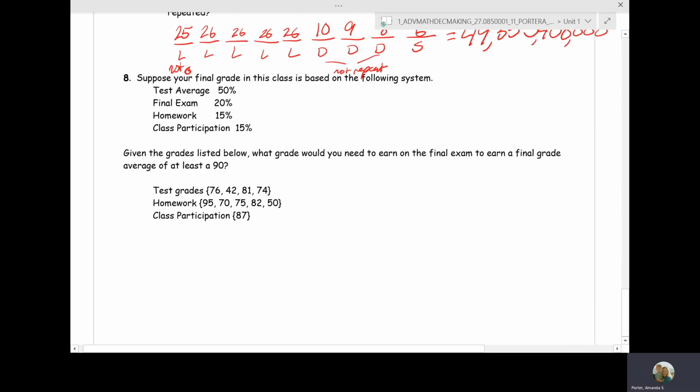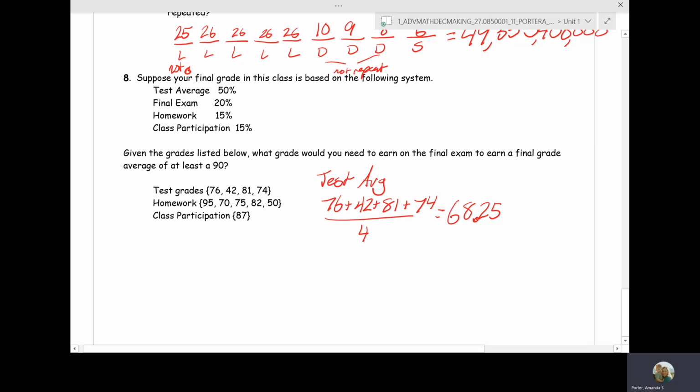All right, final question. We have a weighted average, calculating a grade. So tests are 50%. Now here's the thing, I have lots of test grades listed here. So I'm not going to put a 50% on each of them. I need to actually average my tests first. Each test is weighted the same within the test category. So I'm going to add all those up, and I'm going to divide by 4 to get a test average. My test average is 68.25.